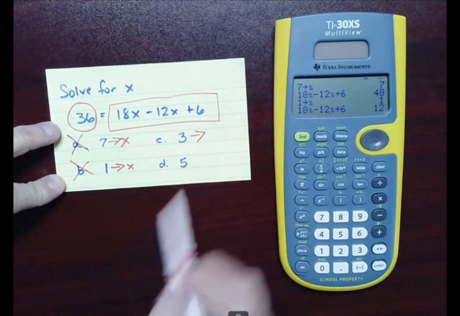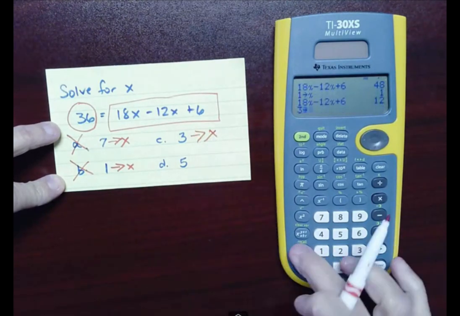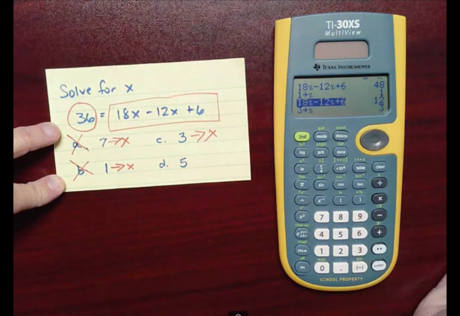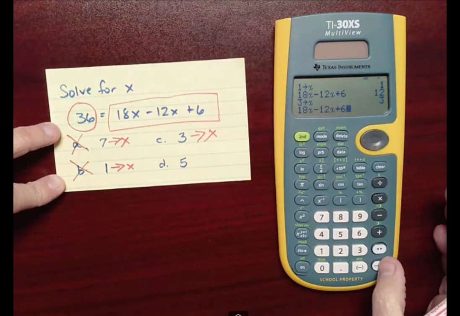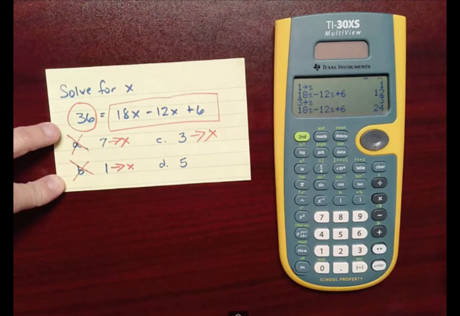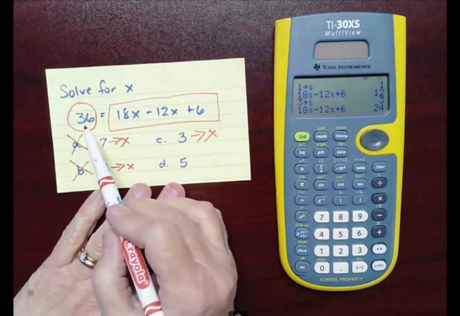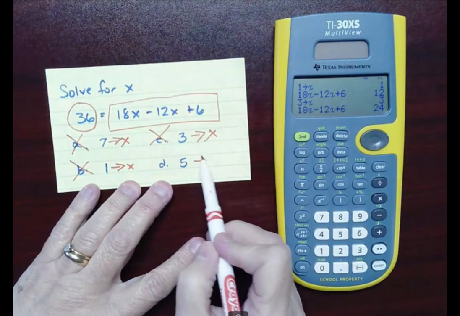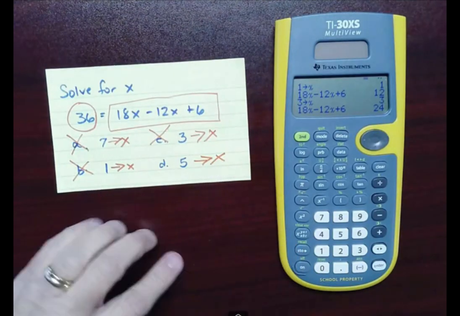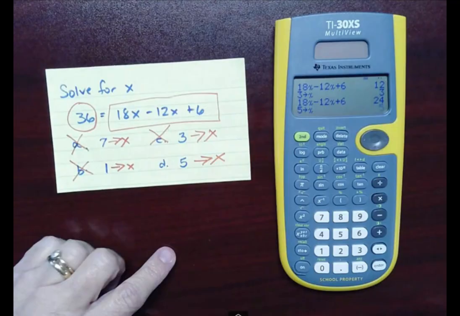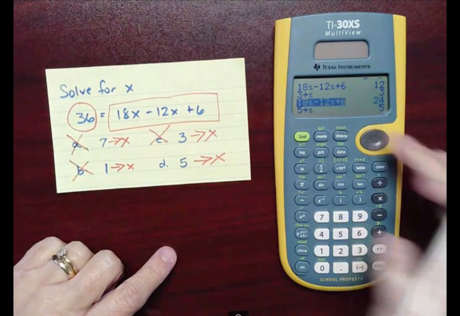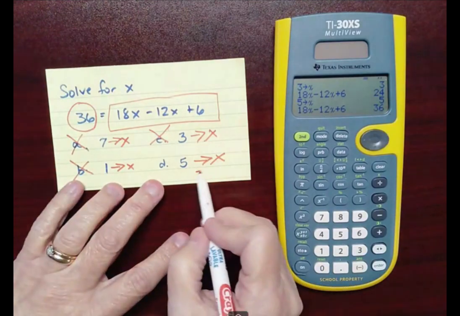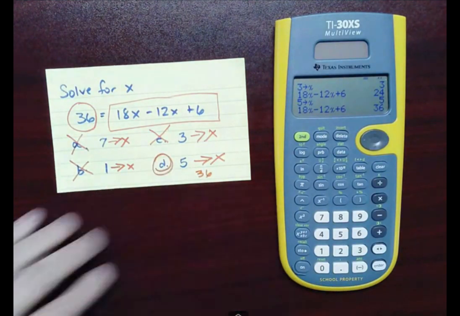We're going to store 3 for x. 3, store x, enter. I'm going to scroll up, hit enter to copy it and paste it to the bottom. Hit enter again, gives me the answer of 24. Nope, I need 36. Hopefully answer choice D is going to be right, but we're going to check it just to verify. 5, store x, enter. We'll scroll up and get our expression. And there's our answer, 36. So that one is the right one.